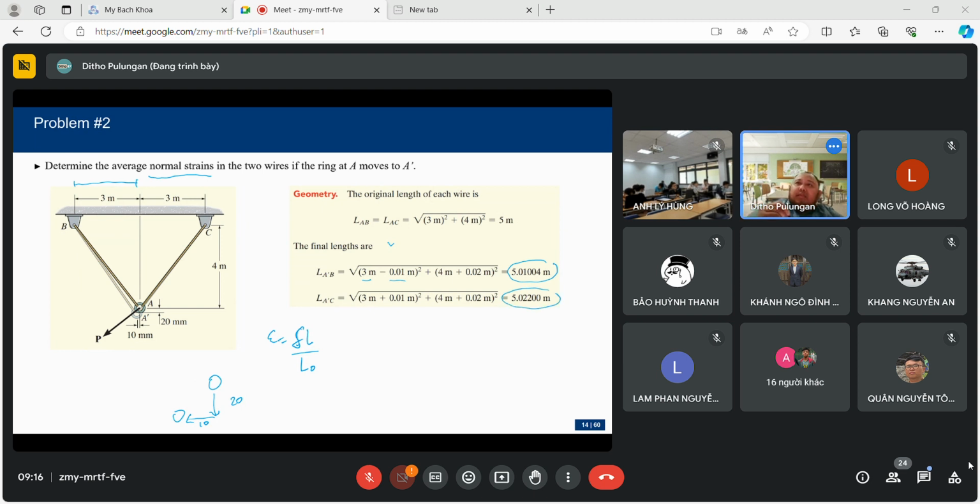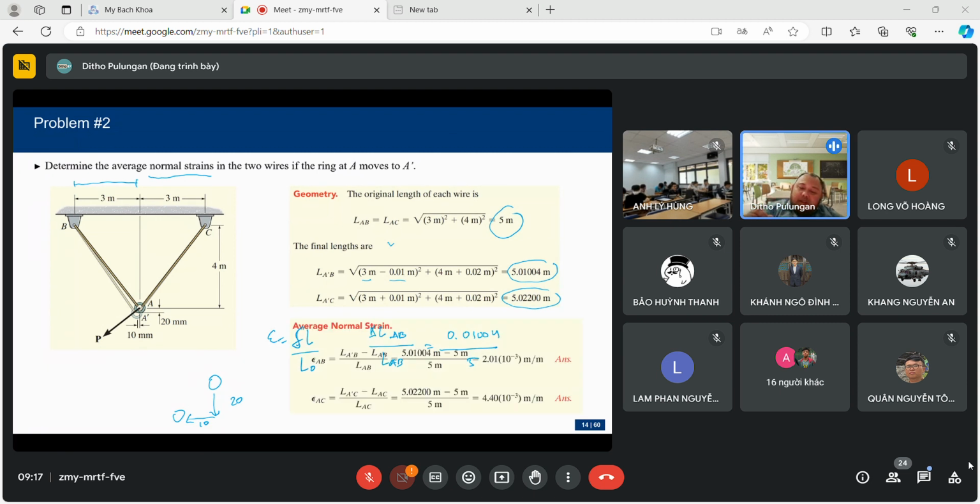Okay, clear? Once you get the new length, can you calculate the strain for each of them? It's just delta L AB divided by L AB. Yeah, so it's 0.01004 divided by 5 because the initial length is 5. And you can do the same thing with the LAC. Yeah, and then you will get this. Okay. Any questions?